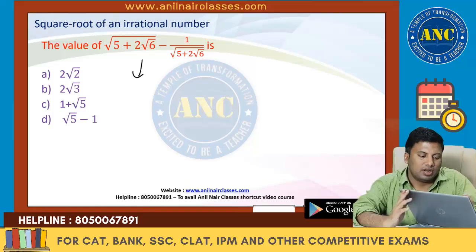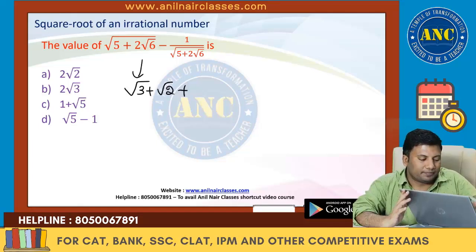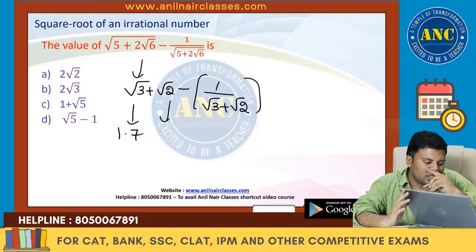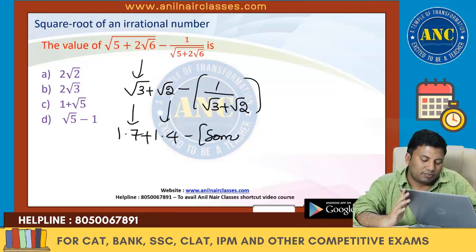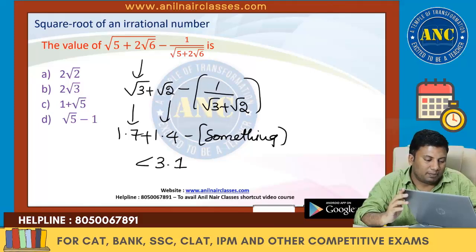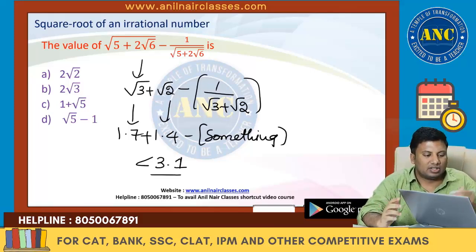Now see here. This is nothing but root 3 plus root 2 minus of 1 by root 3 plus root 2. This is nothing but root 3 is 1.7, root 2 is 1.4, minus something. So it is nothing but 3.1 minus something. Answer is less than 3.1.